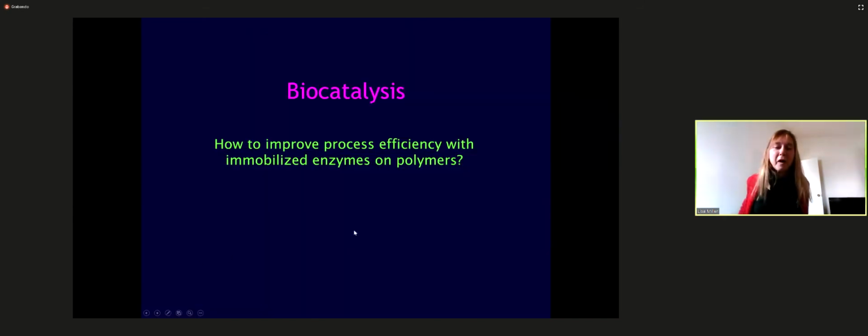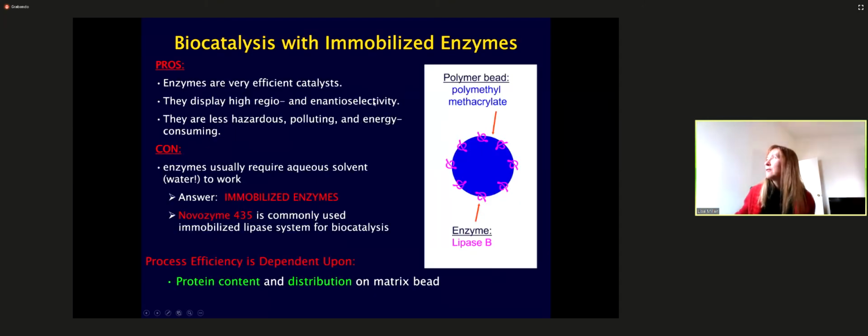And with every good synchrotron experiment, there's a question that we ask our users when they come: what question are they trying to answer using the infrared microscope? With the biocatalysis problem, this project was all about improving the efficiency of immobilized enzymes on polymers. Just as a bit of background, there is a whole field of biocatalysis, or catalysis in general, using enzymes, because we know that enzymes are very efficient catalysts. They display high regio- and enantioselectivity, and they're less hazardous and polluting.